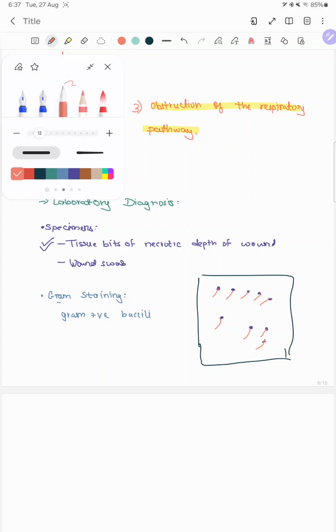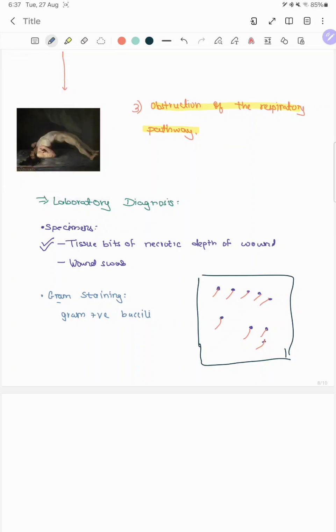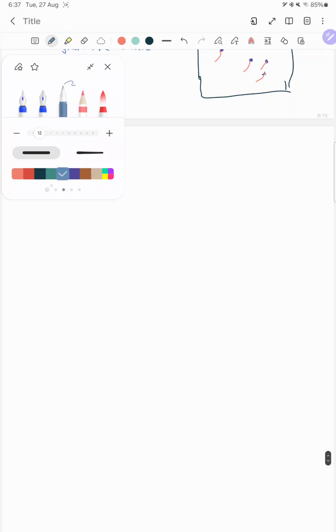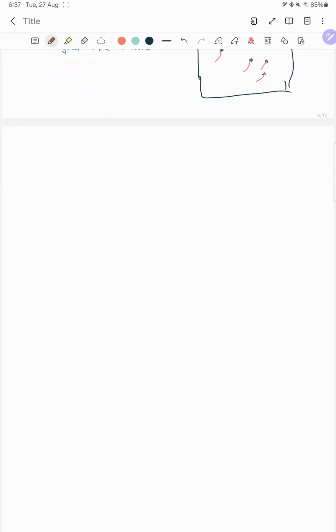But remember that microscopy alone is not reliable, because it cannot differentiate between Clostridium tetani and Clostridium tetanomorphum or Clostridium sphenoides. So you should not always depend on gram staining. Another thing which can be done is culture. Culture is more reliable than microscopy.